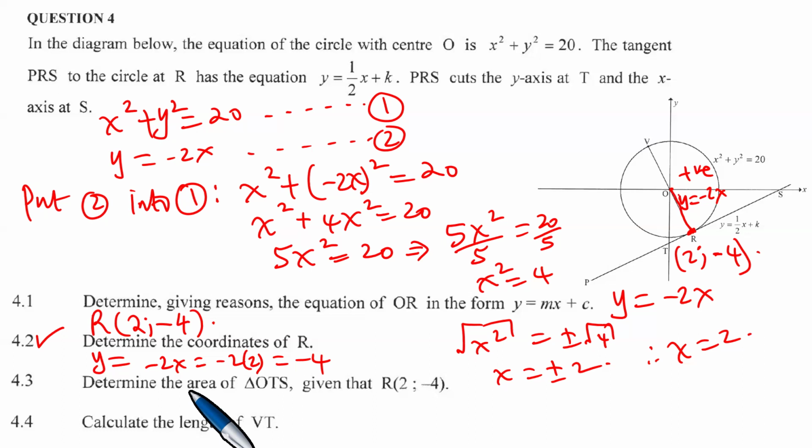Yes, welcome. Yes, we're doing analytical geometry, and at this point, we attempted to find the coordinates of R, and R is a point of tangency. We can see on the diagram that there is a tangent. The examiner said the tangent PRS to the circle at R has the equation y equals 1/2 x plus k, and we can see that. We have solved that question, and we move on to the next one.